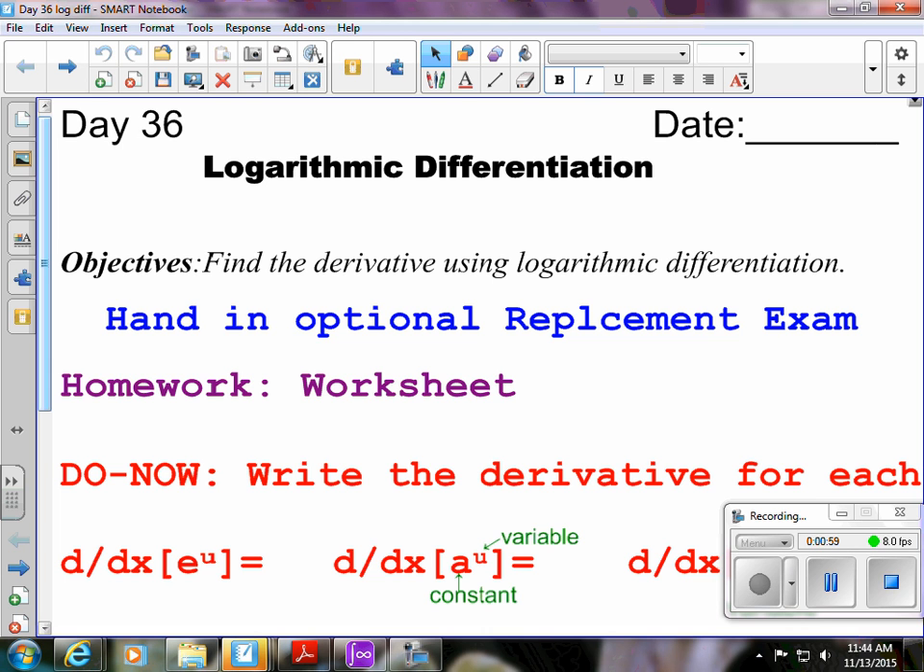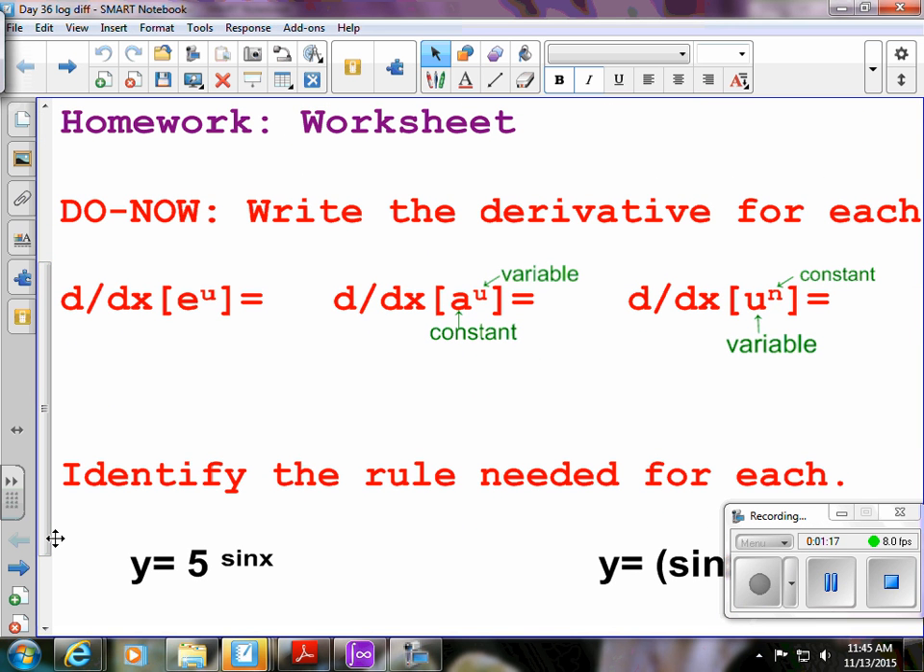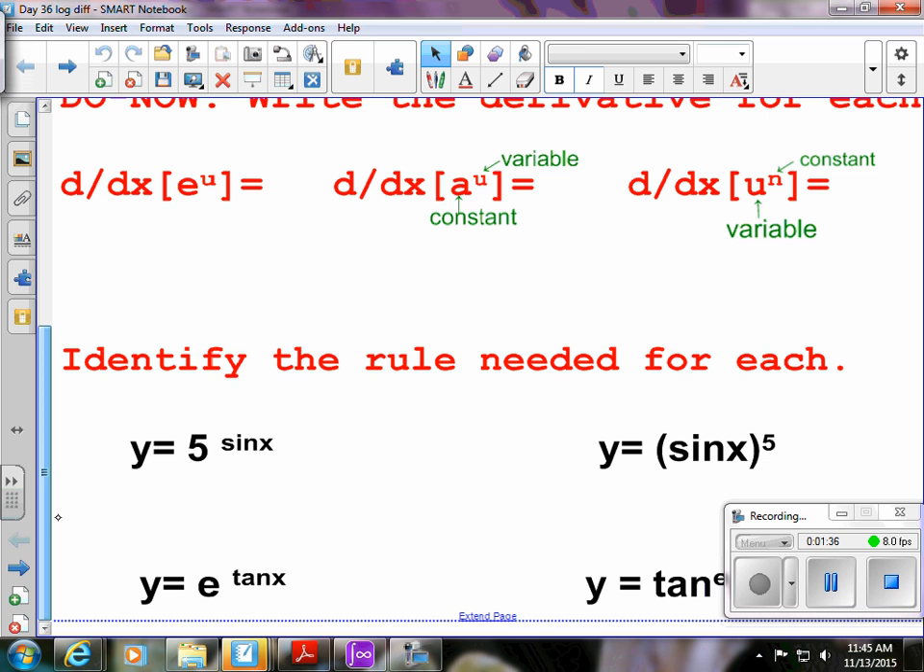Today, we're going to learn another little technique. You can use it all the time. There's really only one real need for logarithmic differentiation. But before I get into that, we've learned about 3 different differentiation formulas that involve an exponent. We know what the derivative of e to the u is, and you're going to fill these in: a to the u and u to the n. Every one of those differentiation rules involves an exponent. So think about what they are. You might have to look back, see what those are, and then think about which of those rules you would apply to each of these situations.